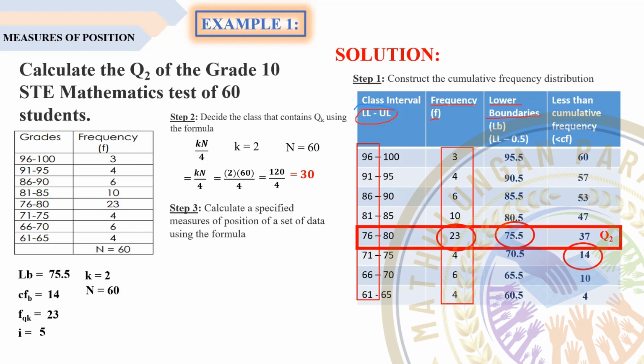Now, let us use all of these values sa ating formula. I-substitute na natin sa formula natin ng quartile, which is Q sub K. Yung ating lower boundary na 75.5, sinubstitute na natin. Yung value ng K natin na 2 times N, which is 60, all over 4. So, ito siya. Minus the cumulative frequency before the class, which is 14, all over 23, which is the value of the frequency, times the class size, which is 5.